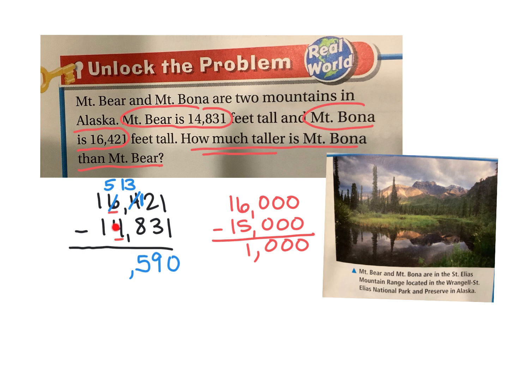5. If I have 5 and you need to take 4, I have enough for you to take away, and I'll still have 1 left. And then, of course, 1 take away 1 is 0. I can put it there or leave it off. 1,590 is pretty close to 1,000, so my answer is reasonable. This is saying that Mount Bona is 1,590 feet taller than Mount Bear.